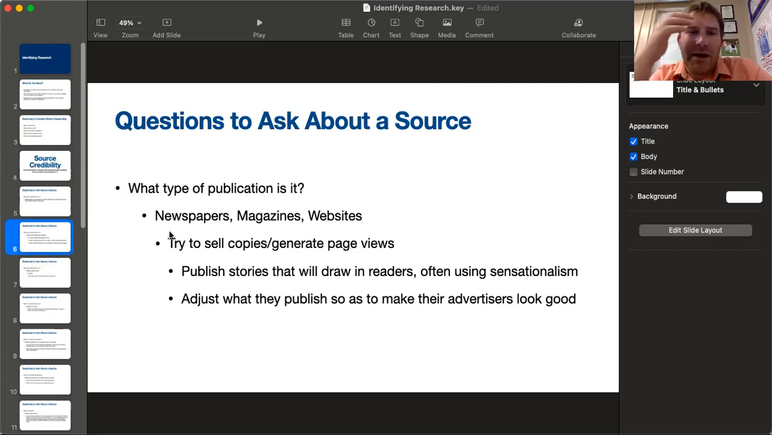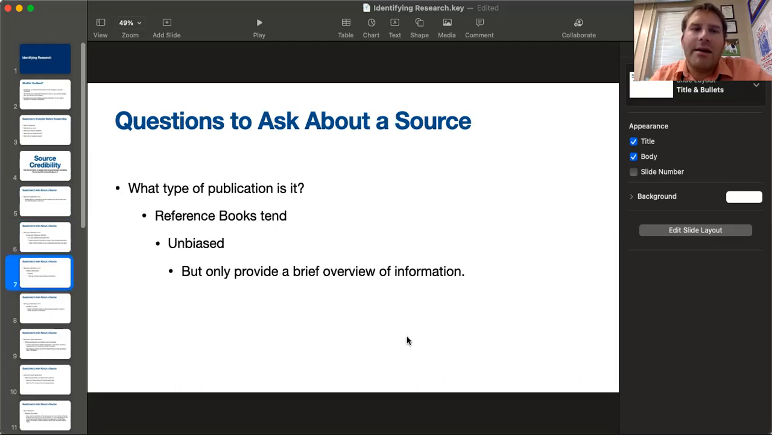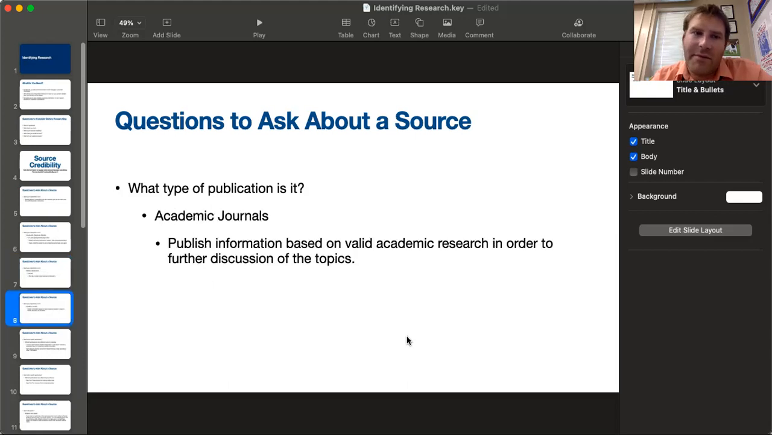If it is a newspaper, magazine, or website, they're trying to sell copies, generate page views, and publish stories that will draw in the reader's attention. They will use sensationalism. They'll adjust what they publish so that they make their advertisers look good. So they are not necessarily the best source of information. That doesn't mean you shouldn't use them, but just keep these things in mind before you actually do use them. Be cognizant of it. And then reference books tend to be unbiased and they only provide a brief overview of the information. Academic journals are the all-star here.